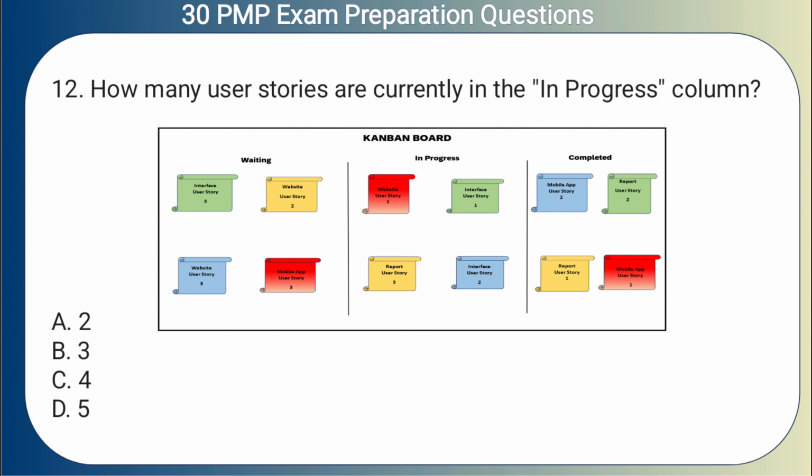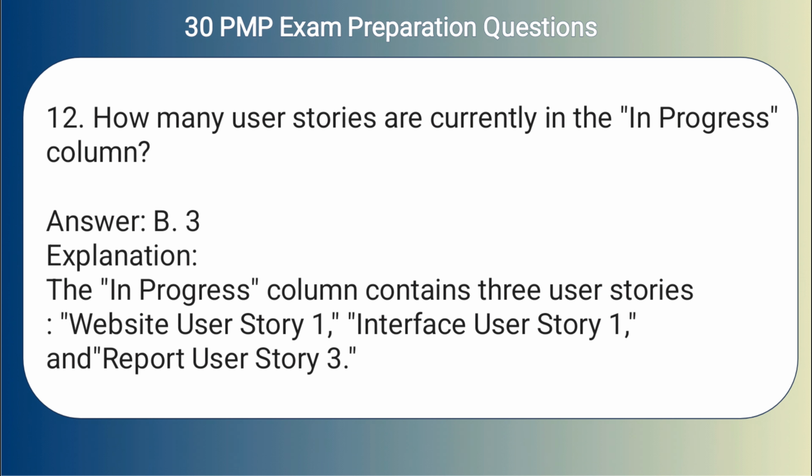Question 12. How many user stories are currently in the In Progress column? A. 2. B. 3. C. 4. D. 5. Answer. B. 3. Explanation. The In Progress column contains 3 user stories: Website User Story 1, Interface User Story 1, and Report User Story 3.